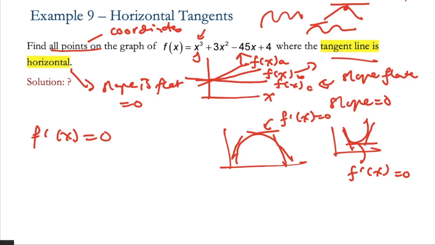So in this case, we need to find the slope first. Once the slope is found, set it equal to 0 and then rearrange it to find x. That's what this question means. Is it clear? So let me erase the graph first so that it won't be in a mess.